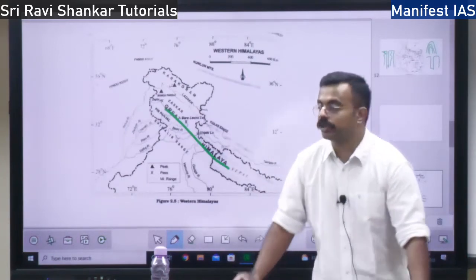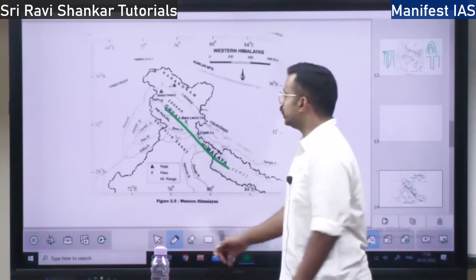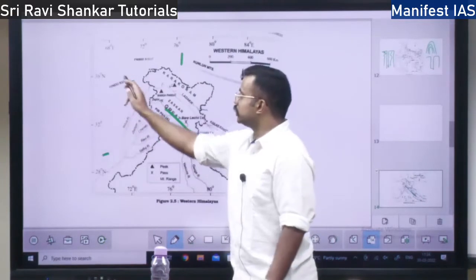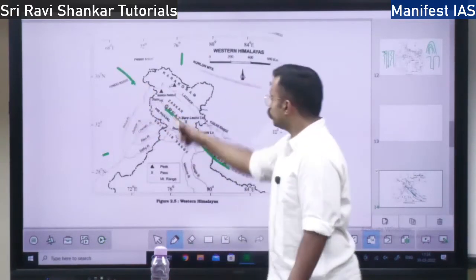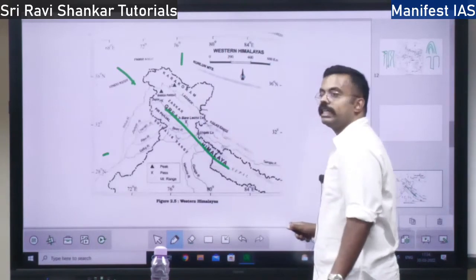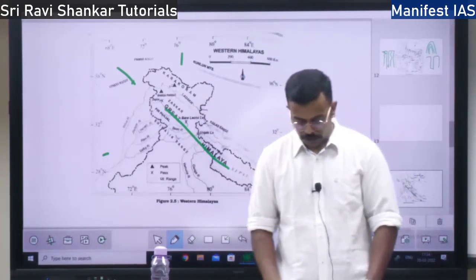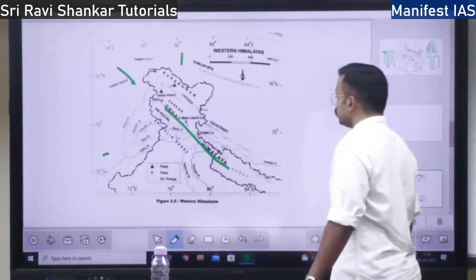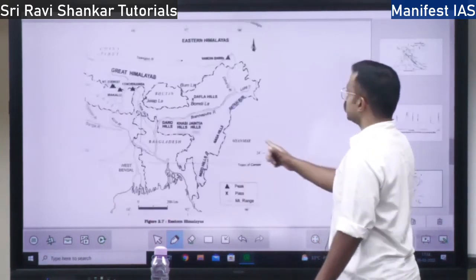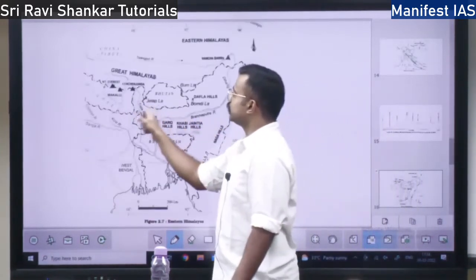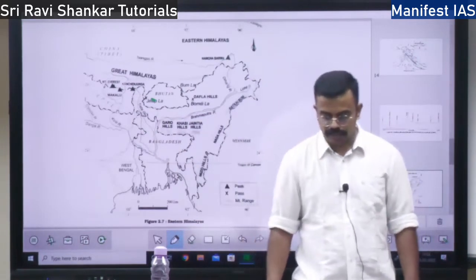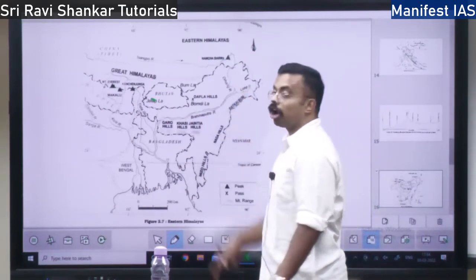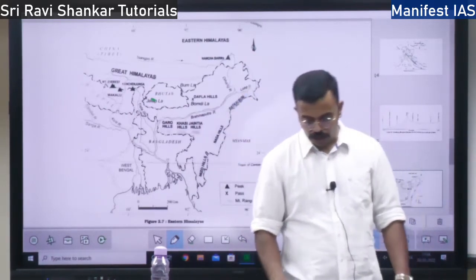So the orientation, in which direction is this mountain? See, this is north, this is west. What is this direction called? Northwest. So this is from northwest to southeast direction. Then here in the Sikkim region, it is east-west direction. Here this is Sikkim, the mountains are in the east-west direction, and in the Nagaland-Manipur region, here it is north-south direction. The Himalayas are in north-south direction.